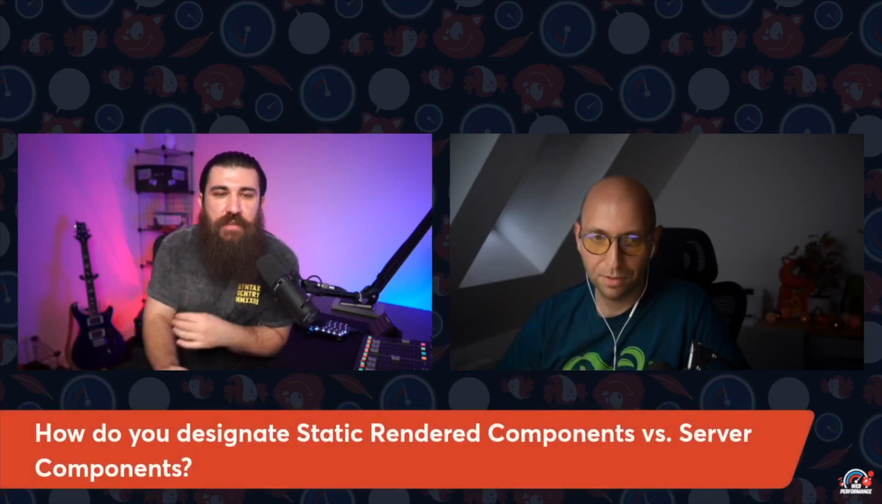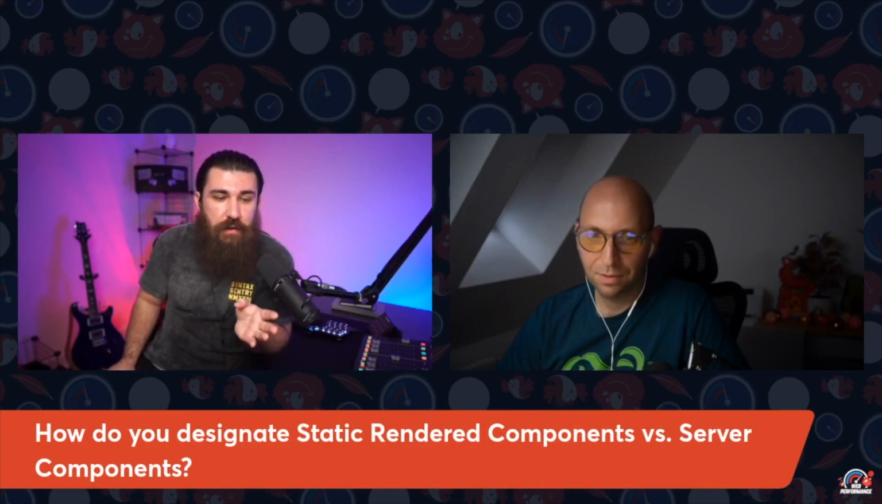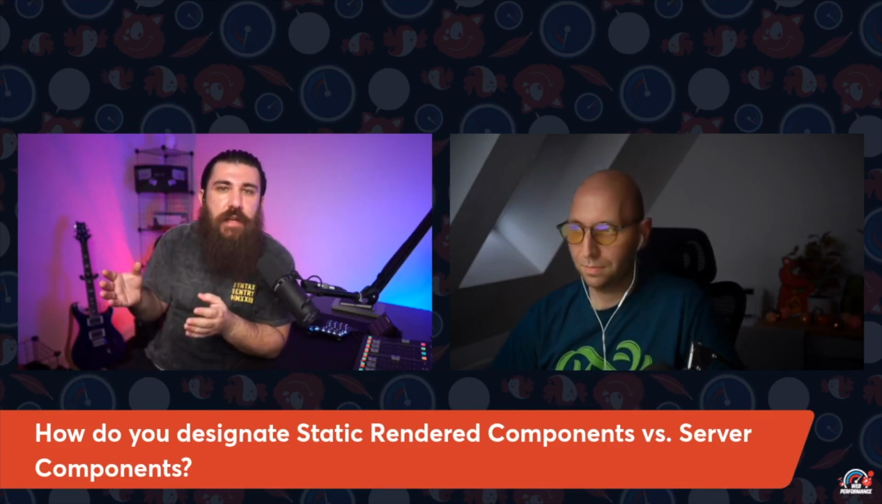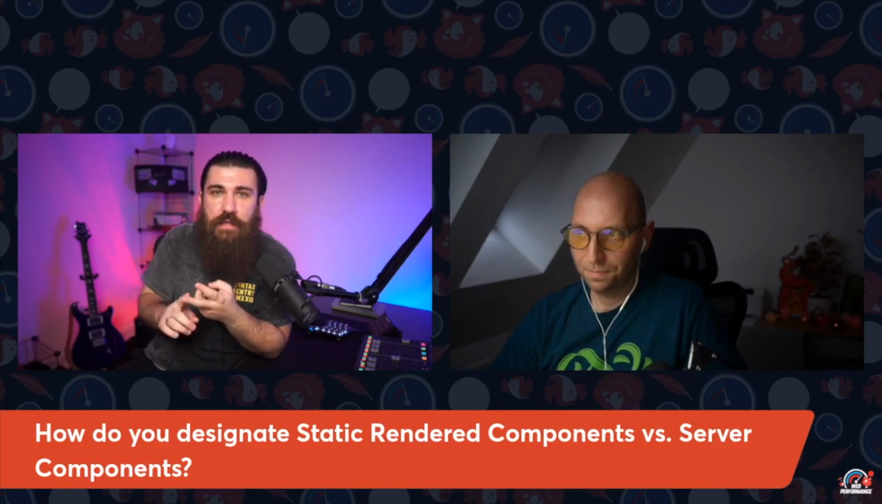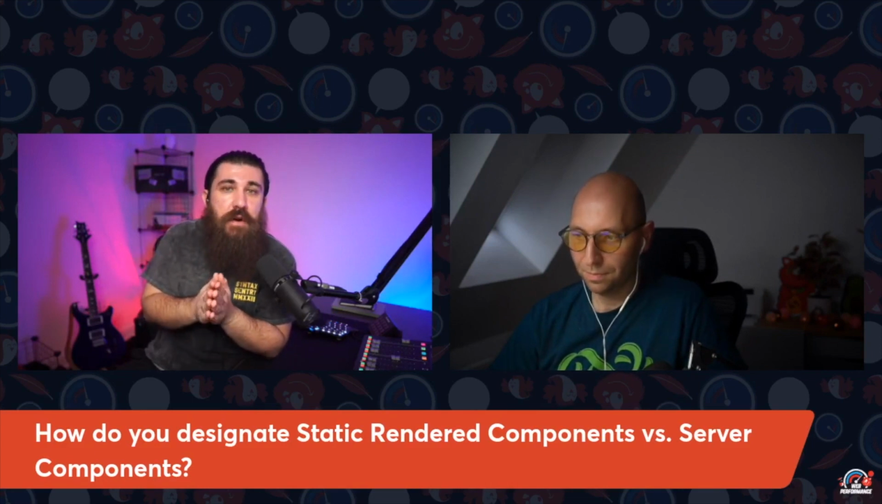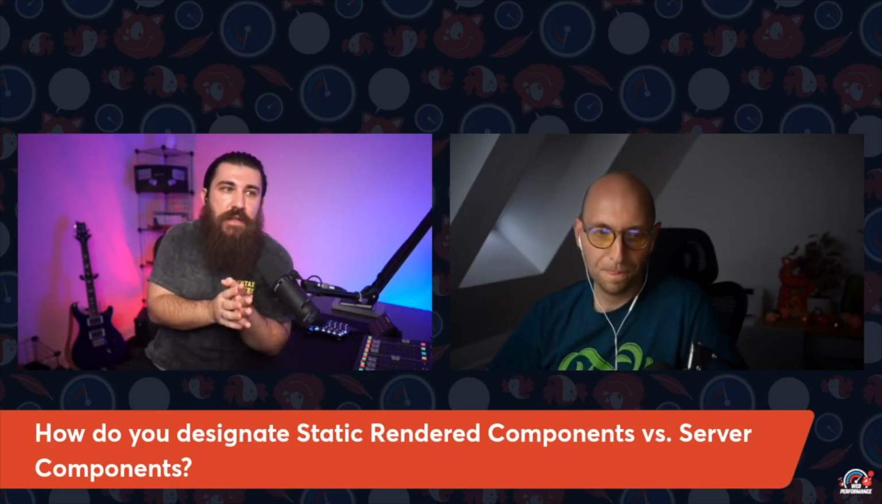And then, as a follow-up question for Sergey, how do you designate statically rendered components versus server components? These are done automatically in Next.js. For example, if you're using any of the request-time functionalities like the headers function or the cookies function, they're automatically marked as dynamic functions, but everything else is marked as a static function.